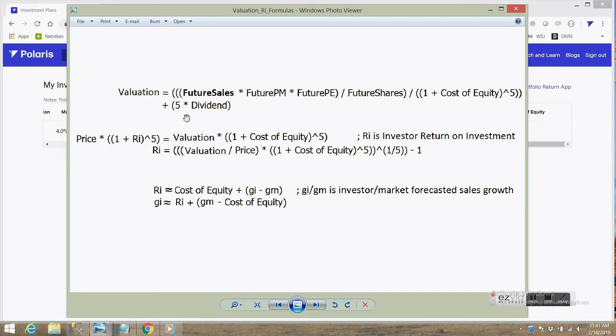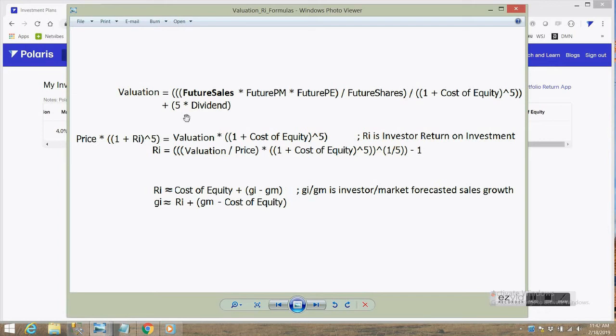But let's go through the formula, and you can see here at the beginning of the formula you have future sales times future profit margin, which when you multiply those two together, you get future earnings. And then when you multiply that by future price per earnings, you end up with a future price. You divide that by the number of shares that are anticipated to be outstanding in the future, which for Polaris, the future is always 5 years.